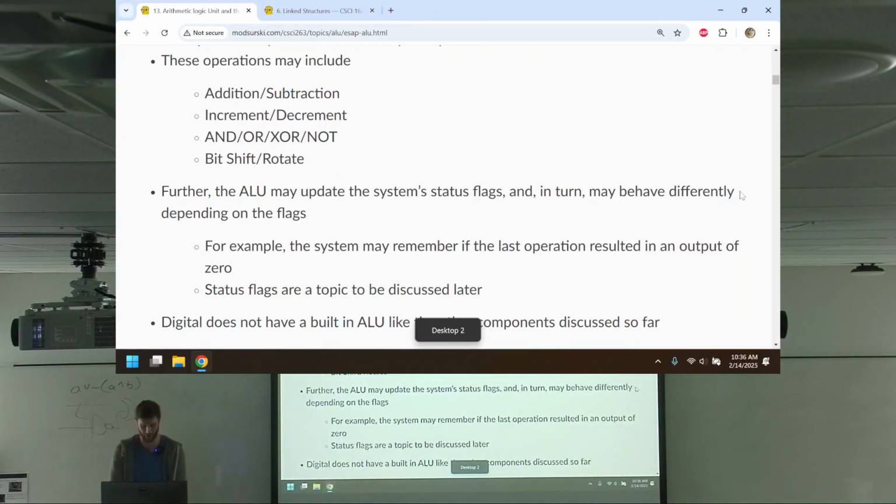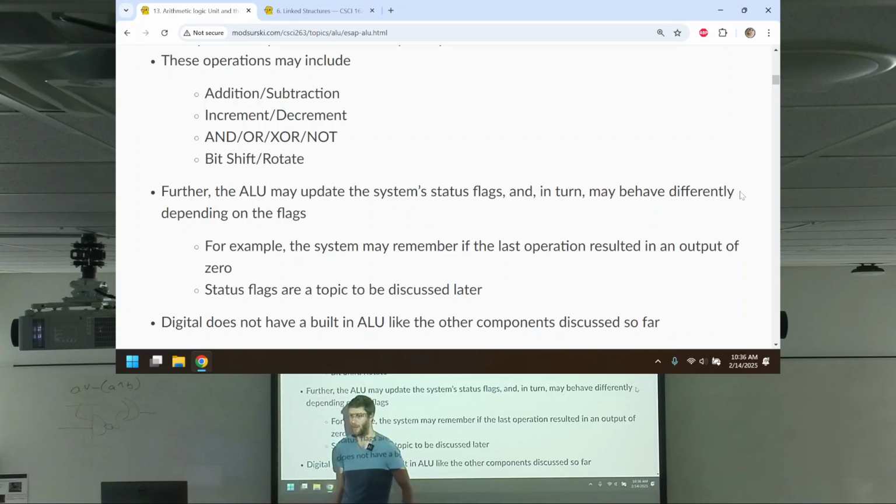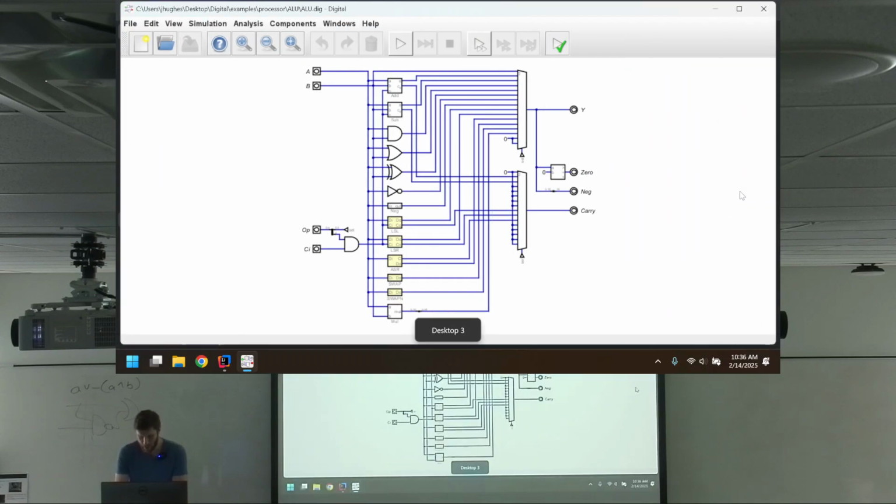All right, so we were talking about ALUs. And I even showed that ALUs are far more general than what we're going to do. Our ALU is only going to do addition and subtraction. But we even looked at this ALU that came with Digital.